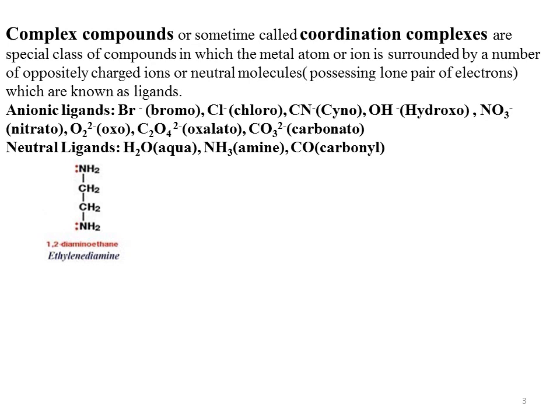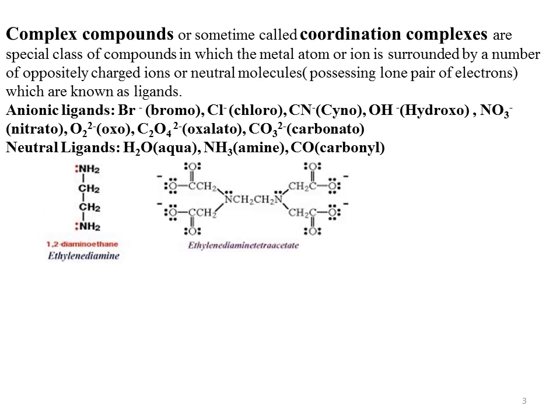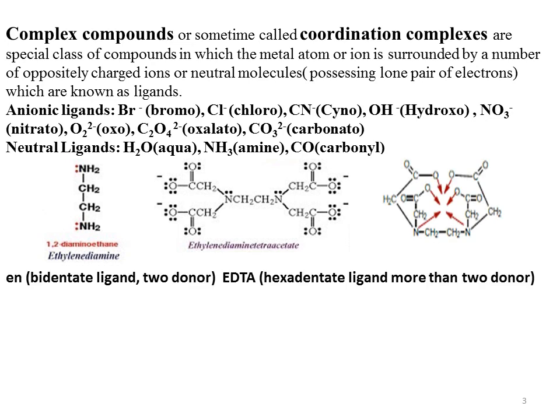Here we can see 1, 2, 3, 4, 5 and 6 donor atoms, so it is a hexadentate ligand. A hexadentate ligand, when it binds to the metal atom, forms a ring-like structure, so it is also known as a chelate. The term en stands for this bidentate ligand, where two donor sites are there. EDTA, ethylenediaminetetraacetate, is a hexadentate ligand.